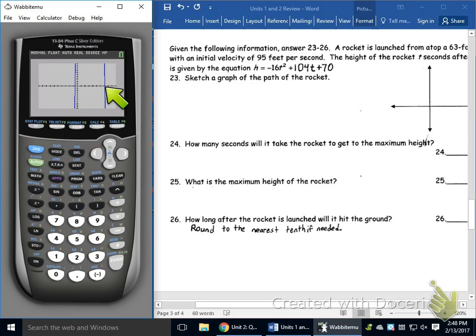Now I'm going to count this out. 1, 2, 3, 4, 5, 6. It's between 6 and 8 for sure. So I'm going to use 6 as a left bound, 8 for a right bound.